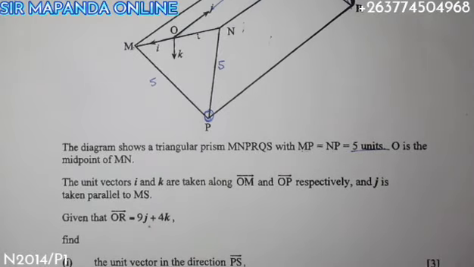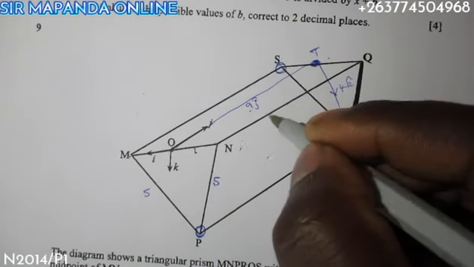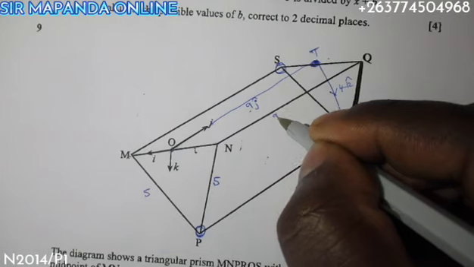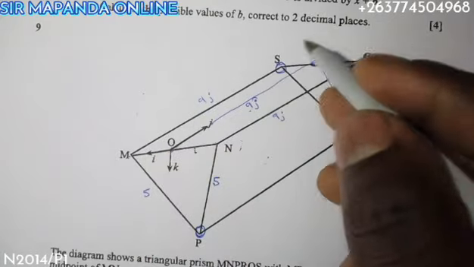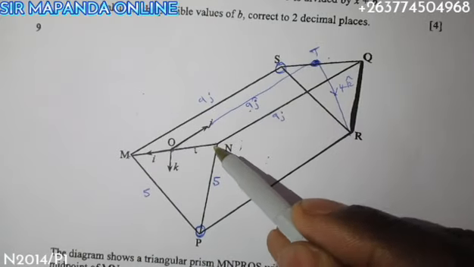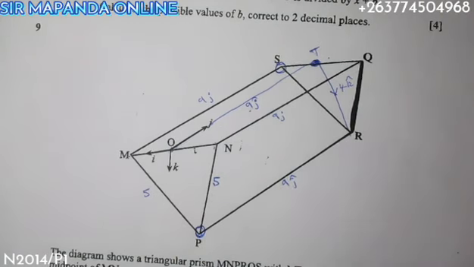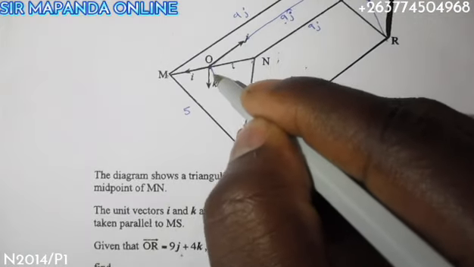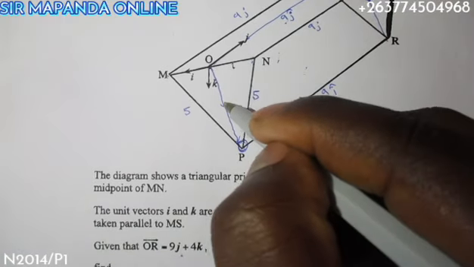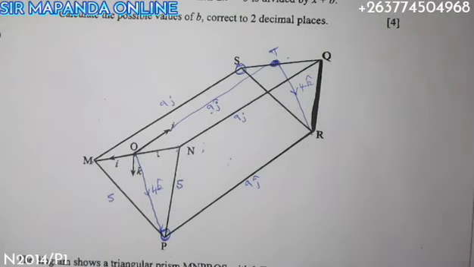This is OR, right? So if OT is 9j, it simply means we also have 9j here. We also have 9j for MS, 9j for NQ, as well as 9j for PR. I hope you are following. Then if TR is 4k, it means from O to P, we also have 4k, since OP is equal to TR. I hope you are following, right?